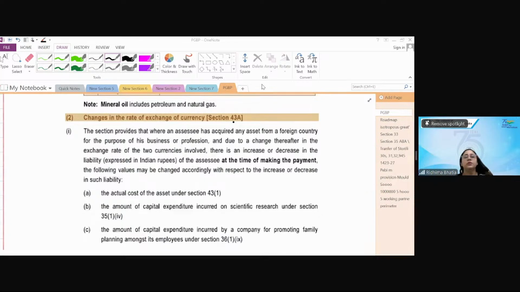And 43AA talks about your revenue account fluctuations. Whenever you're making any revenue account payments, like monetary items, non-monetary items, anything, purchase, sale, anything can be there, the loss and profit on the date of invoice and on the date of actual payment has to be routed through P&L.